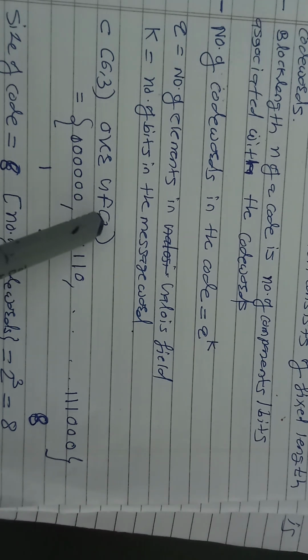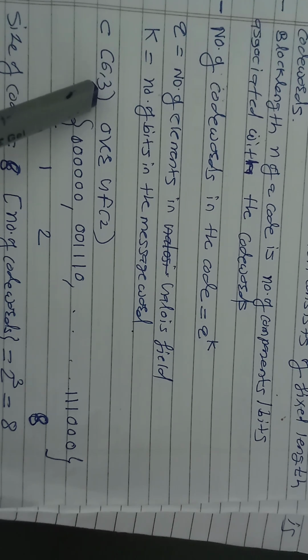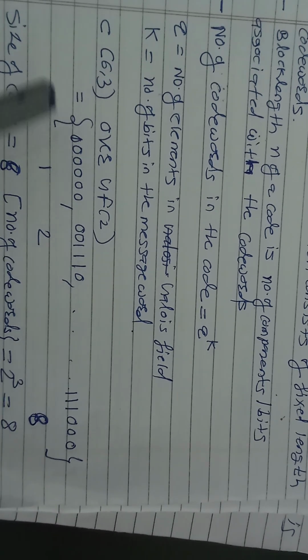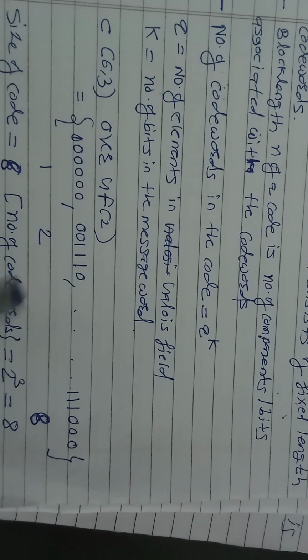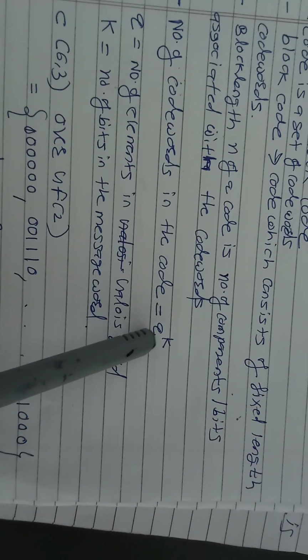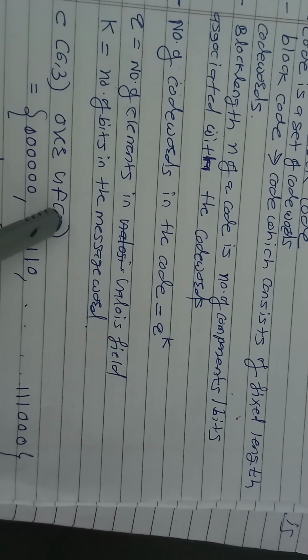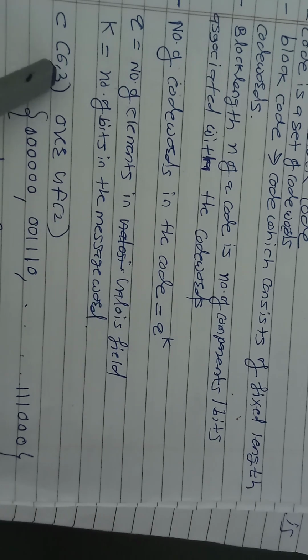Likewise, here you have 2 raised to 3, where 3 is the message word length in bits. So 2 raised to 3 is 8. So the number of code words in that code is 8. The number of code words in the code is given by q raised to k, where q is the Galois field, here 2, and k is 3.